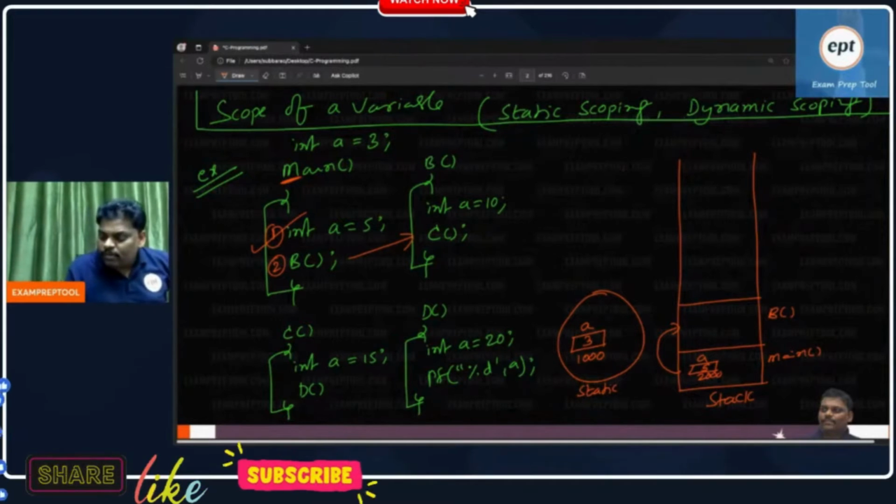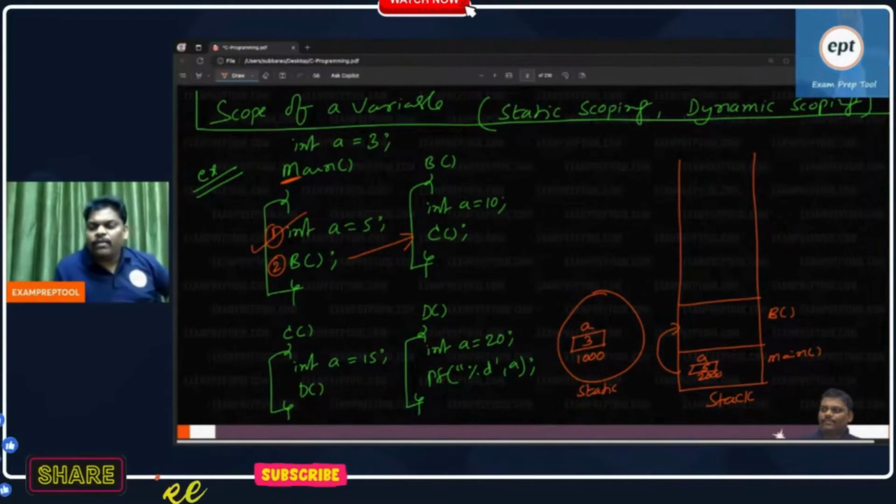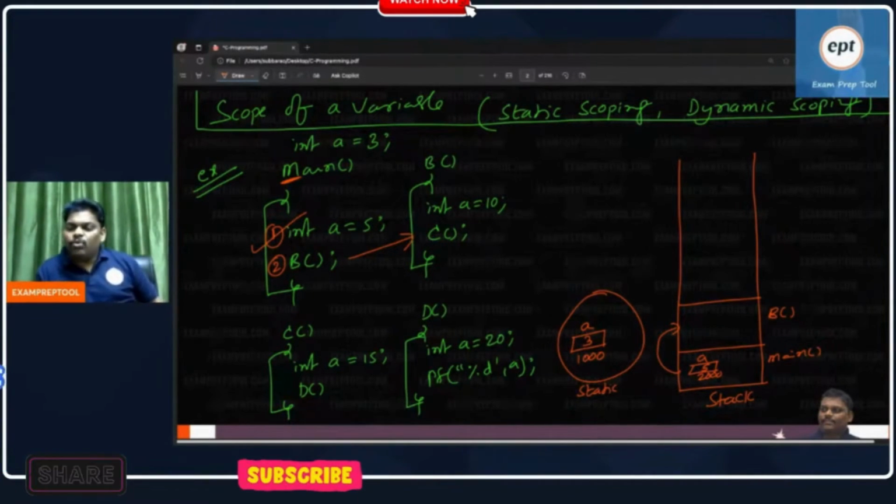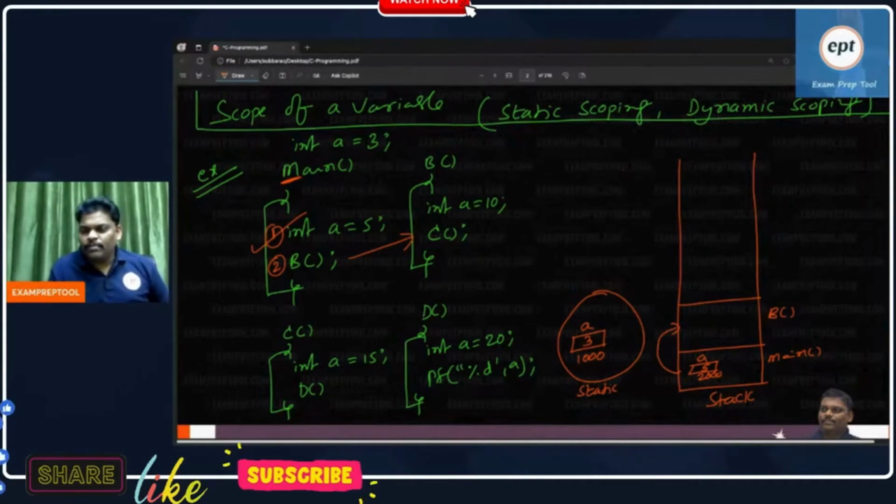Now listen everyone, one important question to everyone. Before compilation, no memory is allocated. After compilation, memory is allocated, and also the syntax check is done.